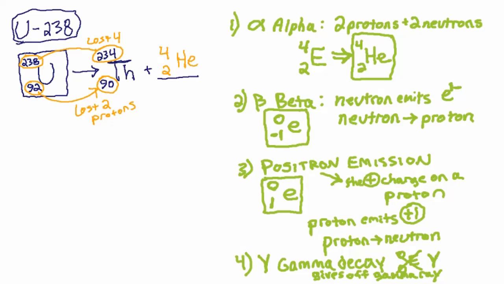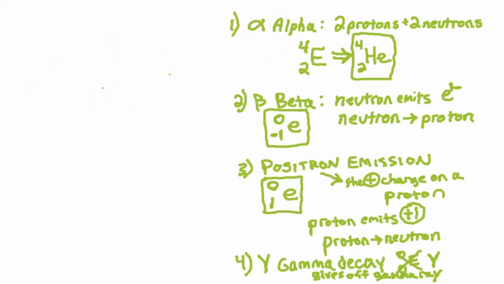Now what is this one called? This would be alpha decay, because it gave away a helium. It gave a helium away. Now let's do another one.